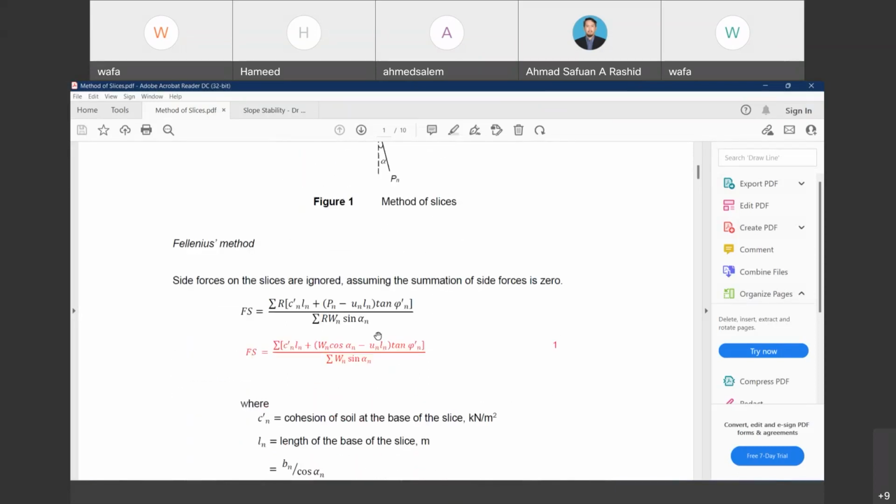Okay, so this is the equation based on Fellenius, as I told you before. Fellenius assumed that the side force is equal to 0. However, in order to improve the ordinary equation, Fellenius added the pore water pressure in the equation. So equation one determines the factor of safety.